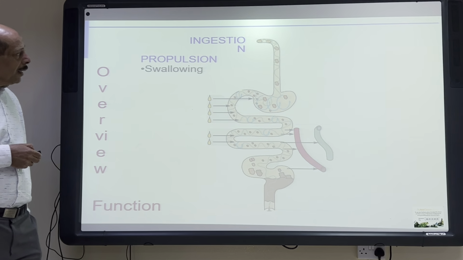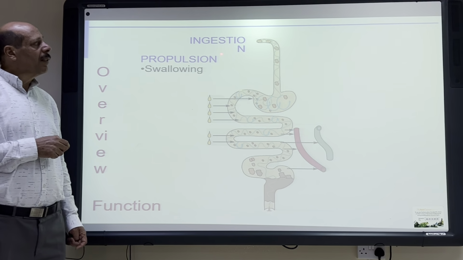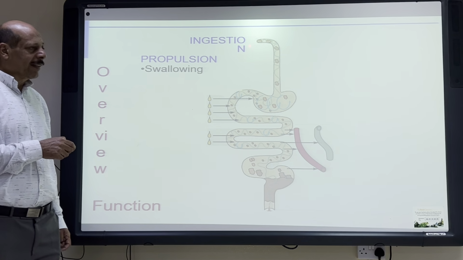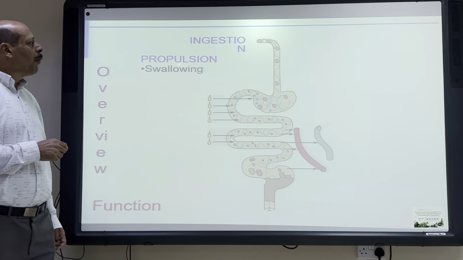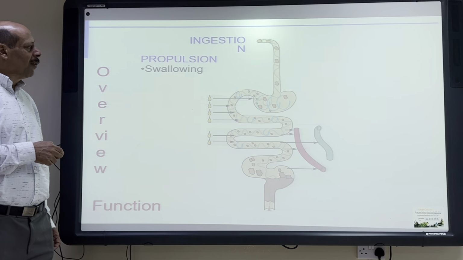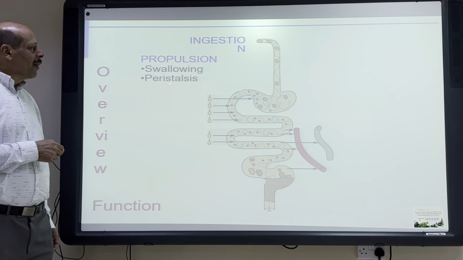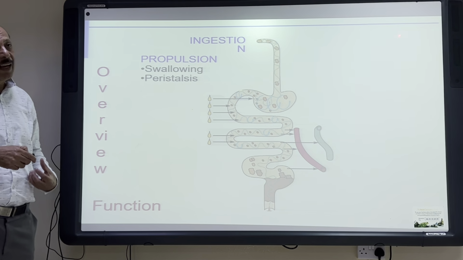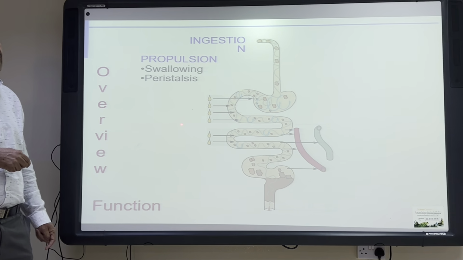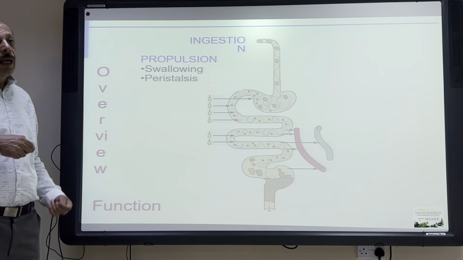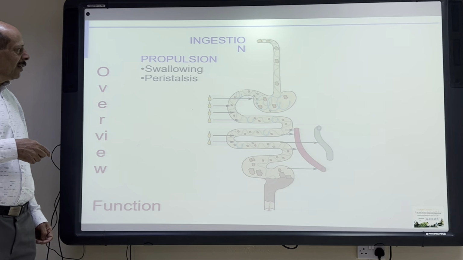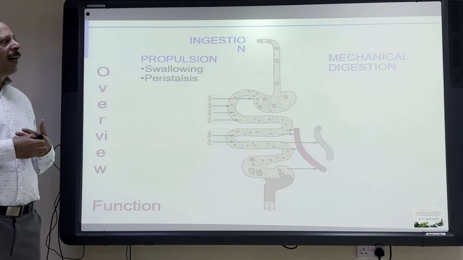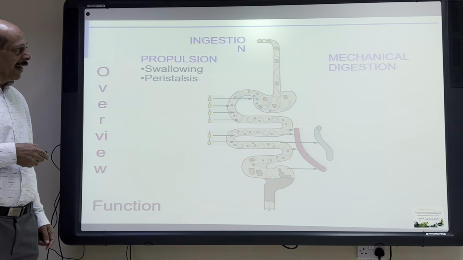So the ingestion is through the first part of the digestive tract, then propulsion or swallowing, and peristalsis. That peristalsis movement will help in the movement of the food in one direction, by the movement of the smooth muscles in the wall of the gastrointestinal tract.